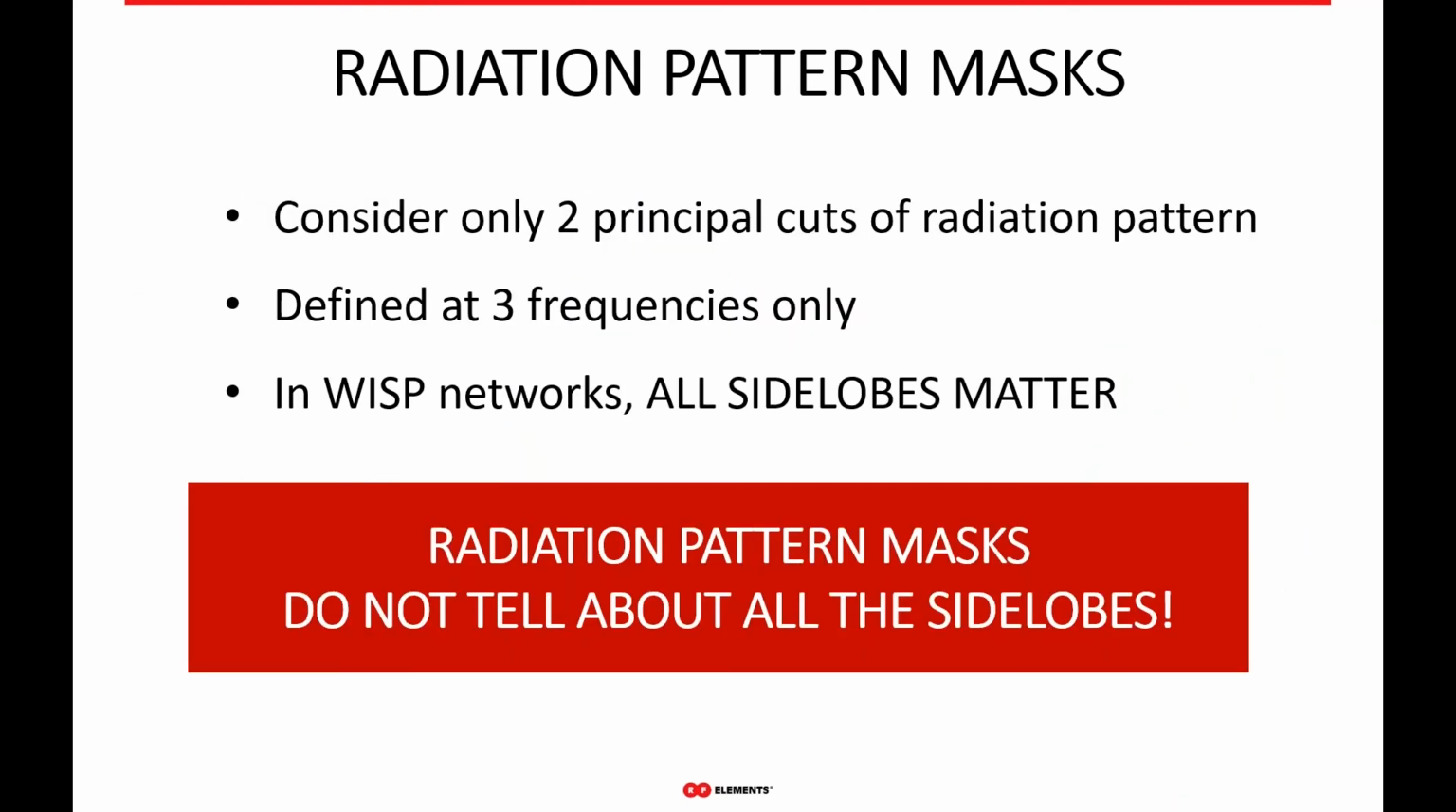The masks are somewhat easy to understand, and, to their credit, they consider at least the whole 360-degree circle of the radiation pattern, but unfortunately, only 2 cuts of the 3-dimensional radiation pattern at only 3 frequency points of the whole spectrum an antenna works within. The vast majority of the usable spectrum is not included within this mask. So in terms of interference suppression, it's really, again, not very useful and not complete information.